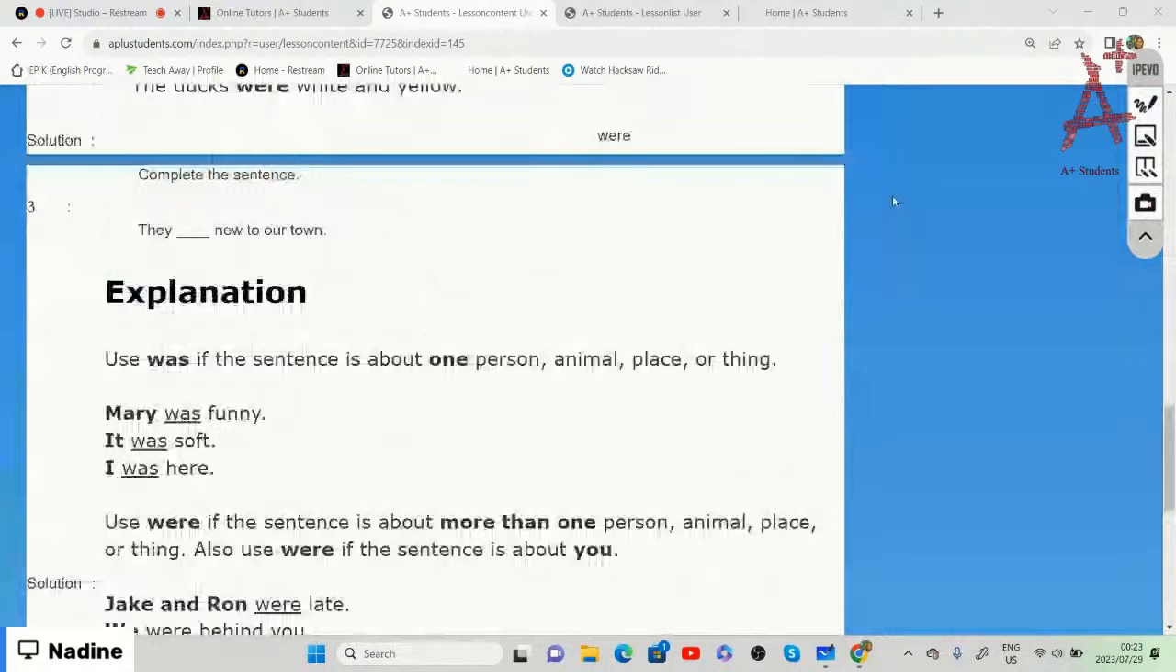They new to our town. So do we choose was or were? They, right? So still the wording they gives us indication that it is referring to more than one person, animal, place, or thing, right? So we're gonna say they are new to town. So they are new to town. So we're going to say are.